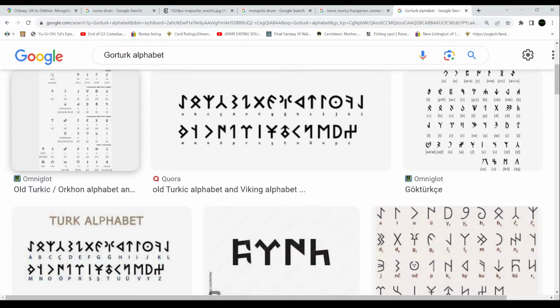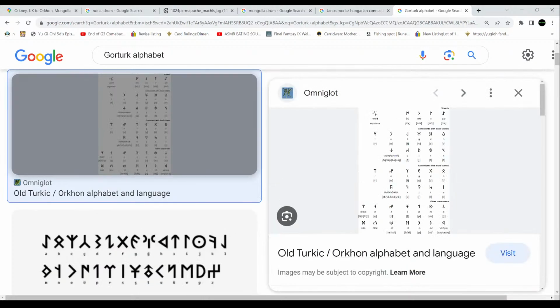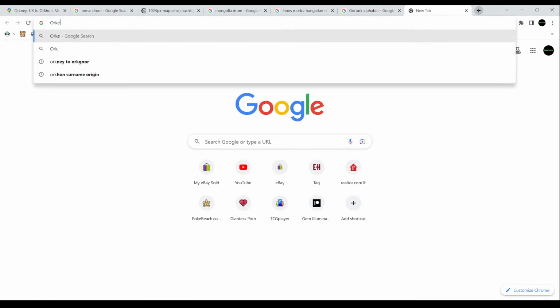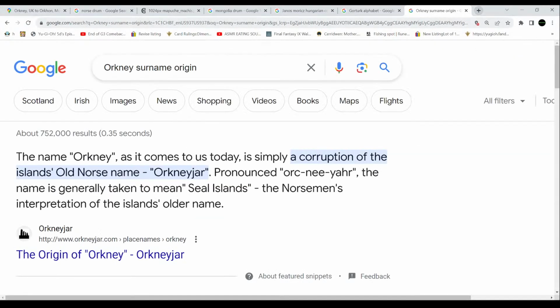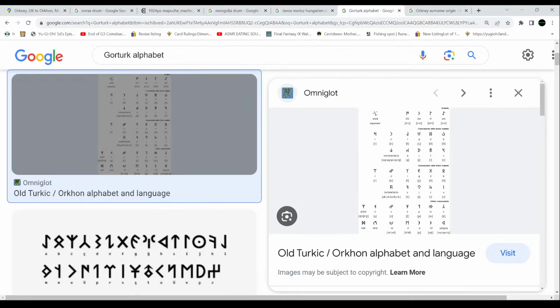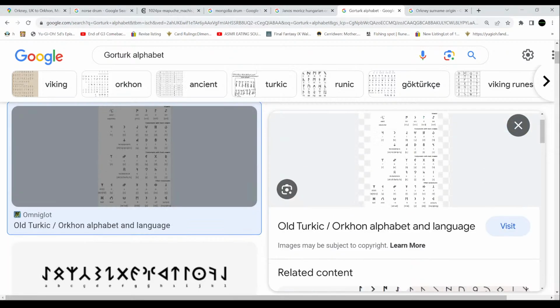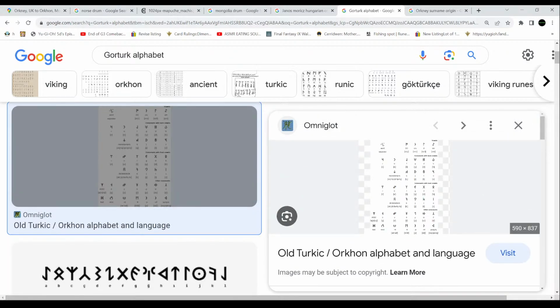Even if you look at the Gurtek alphabet right here, the Old Turkic Orkhon alphabet. And by the way, Orkney, one of the isles in Scotland from the Vikings who came, actually comes from an Old Norse name called Orkneyjar. Hopefully I'm pronouncing that right. Seal Islands. And notice how the first three letters are the same. Orc. So we understand that there was a connection between the old Turkic or Mongolian tribes who came from Mongolia and migrated westward to Scandinavia, and then the Vikings who came to the Isles.